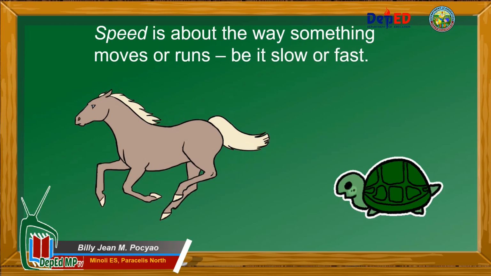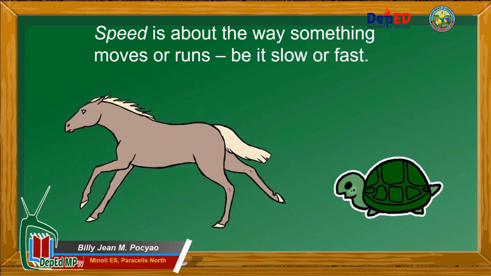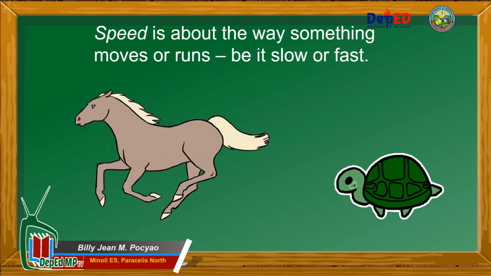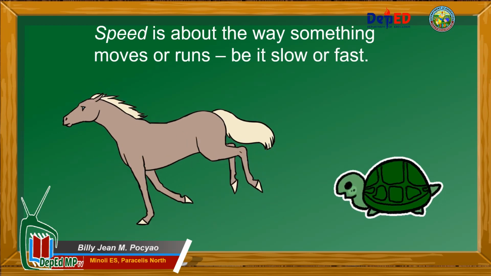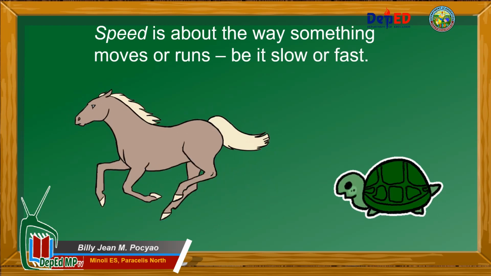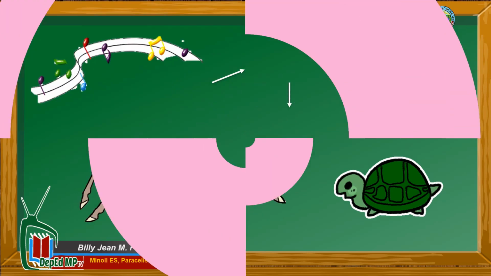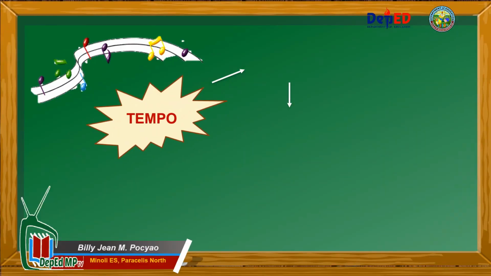Speed is about the way something runs or moves, be it slow or fast. Music, like people and things, move at varying speed. Musicians call this musical tempo. It is one of the expressive elements in music. Tempo comes from the Latin word tempus, which means time. Tempo is the pace or speed of a piece of music.